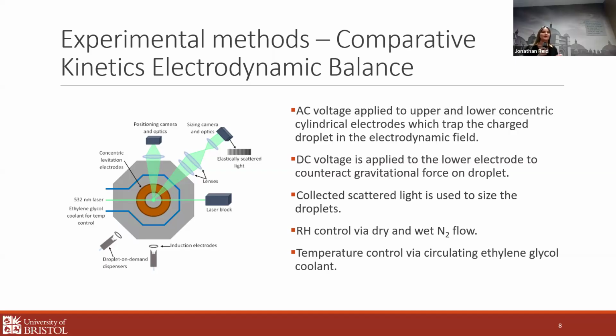You can then shine a laser in, collect the scattered light from the droplet, and use that elastically scattered light and the fringes that you get from it to infer the droplet radius. And then also you can control the RH using wet and dry nitrogen flow, and the temperature can be controlled with ethylene glycol coolant. So we can change the conditions that we do these experiments in. I should also mention we have 2 droplet on-demand dispensers, one of which dispenses the sample, which would be, in this case, the nanoparticle suspension, and the other dispenses pure water.